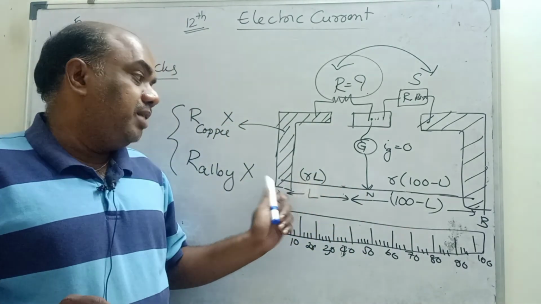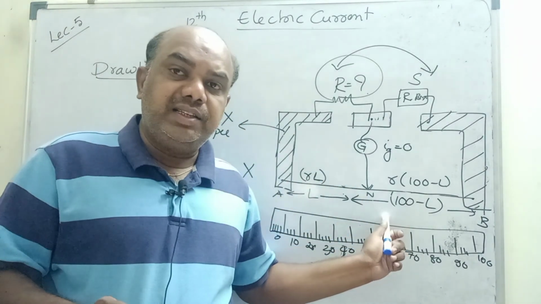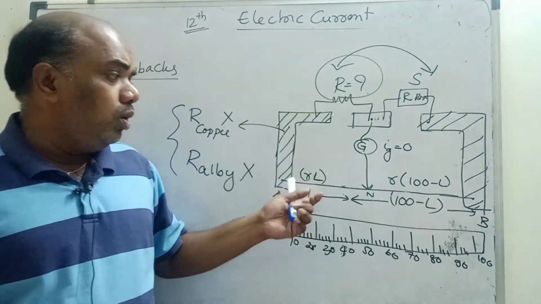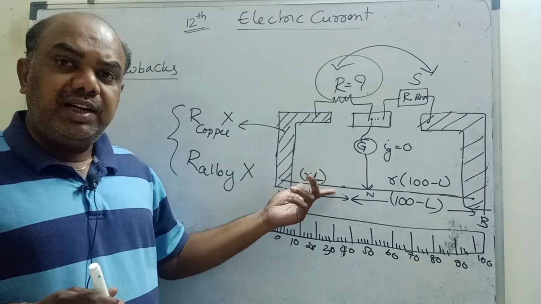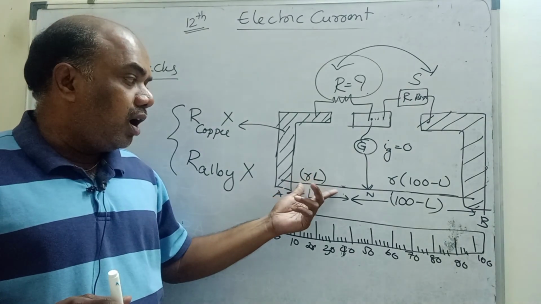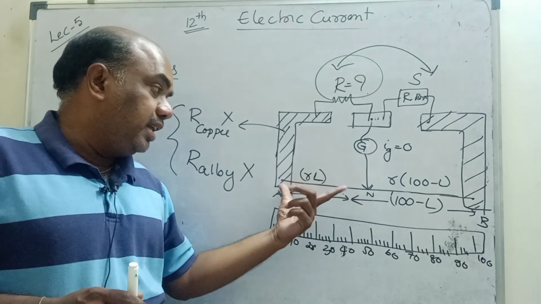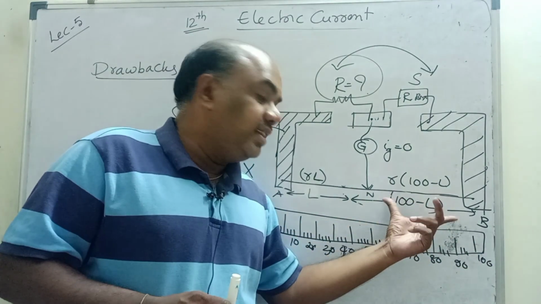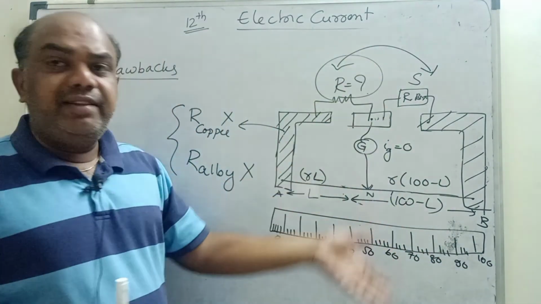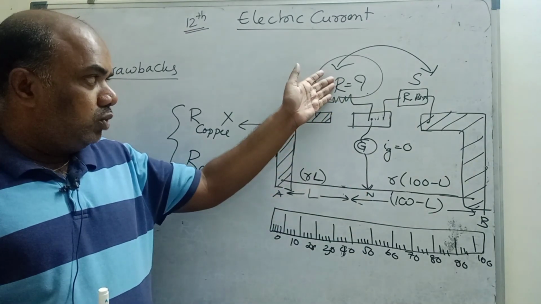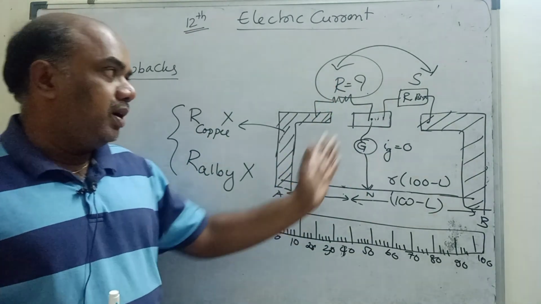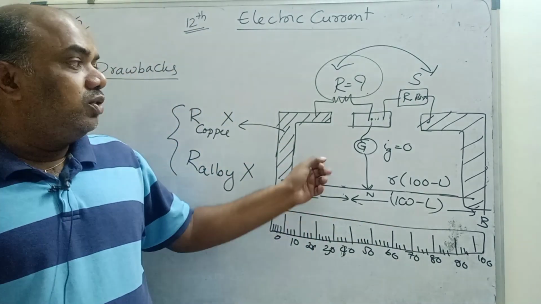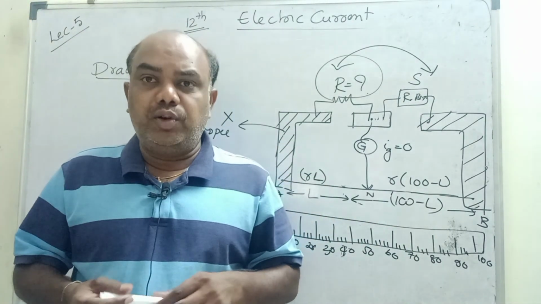From the first terminal A to the null point, let the distance be L. The remaining distance will be 100 minus L. Now the resistance per unit length is r. So r into L is the resistance from A to N, and N to B is r into the length 100 minus L. Now it is a Wheatstone bridge: upper part by lower part equals upper part by lower part. Then you will get the resistance. Like this you can find the resistance of the unknown resistor.